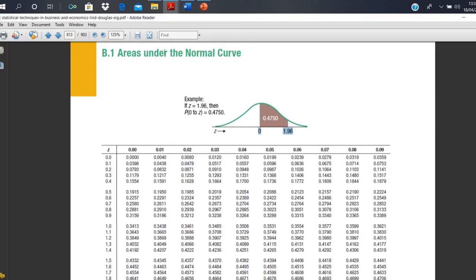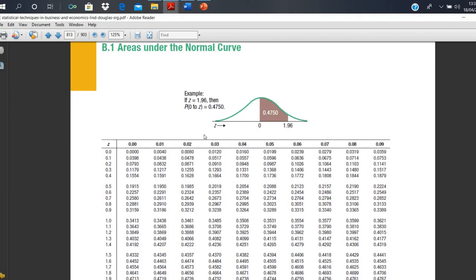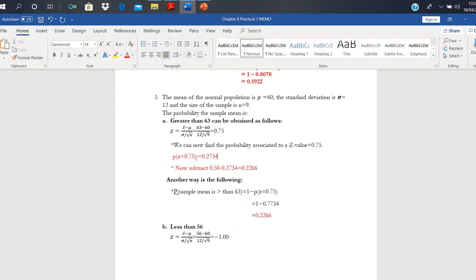First procedure to find the probability that the sample mean will be greater than 63, we use this table, the table B1 in the area under the curve. In that table, we can now go and search what is the probability associated to a Z value of 0.75. We go in the table, so 0.7 is here and 5 is here. So the probability will be 0.2734 here, this probability. So that's what we have, 0.2734.